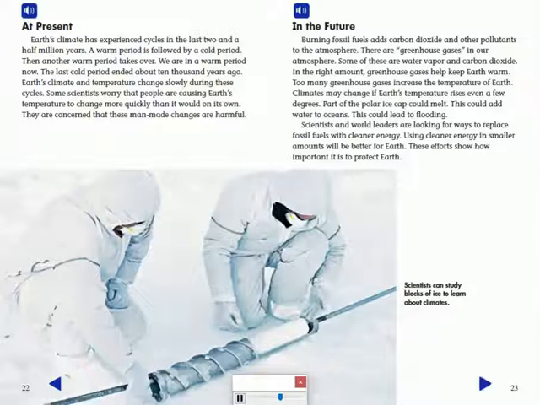Earth's climate and temperature change slowly during these cycles. Some scientists worry that people are causing Earth's temperature to change more quickly than it would on its own. They are concerned that these man-made changes are harmful.